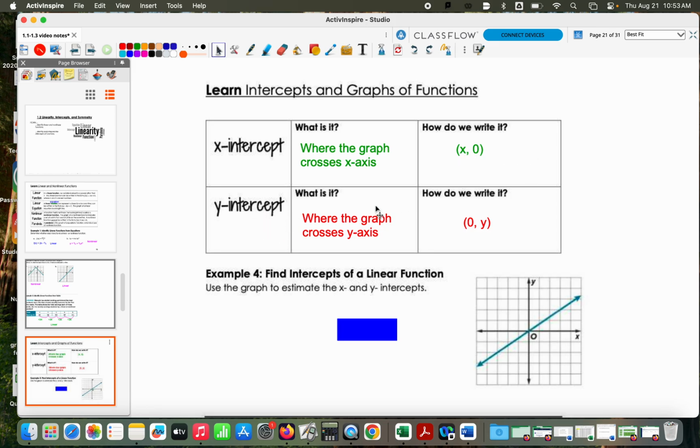Your y-intercept is where the graph crosses the y-axis. So we'd say 0 comma something. We don't move left or right. We say it's 0, but we move up or down to something like 0, 3 or 0, -7.